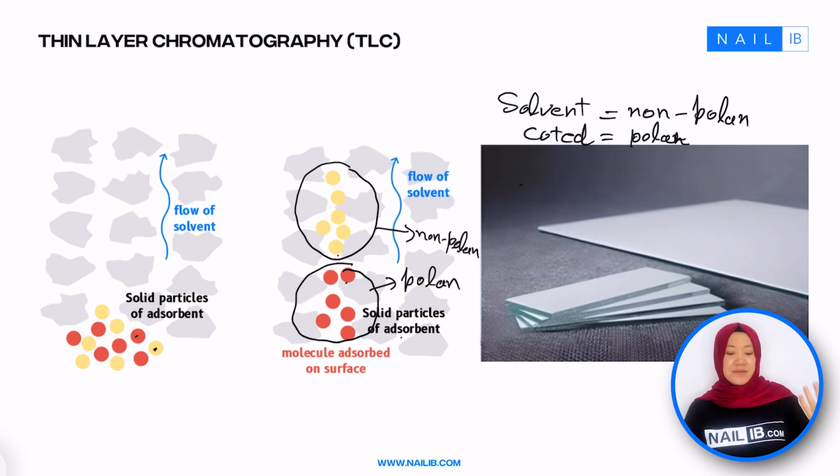It takes some time to dissolve in a non-polar solvent, because the dots are a polar component, and also the coated material is polar. So there is an interaction between the red dots and the coated material on the surface. That's why the RF value of the red dots is smaller compared to the yellow dots.